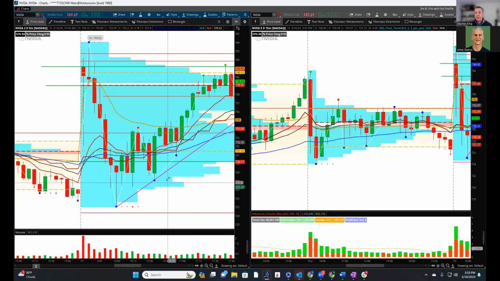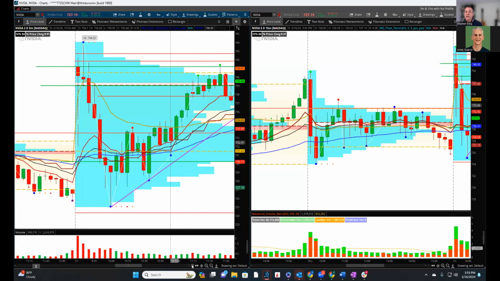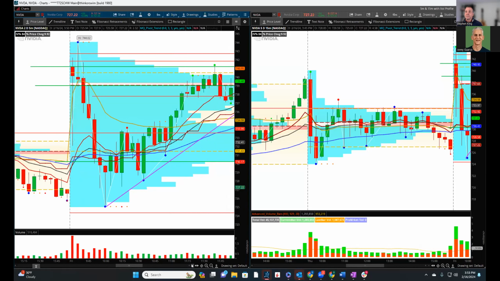It's whatever you feel. But what's kind of cool is notice how this trend line is still intact, right? So let's just play this out, see what happens here. So I'm out of my trade at this point, right? But I did hit this level here and locked in a nice profit.